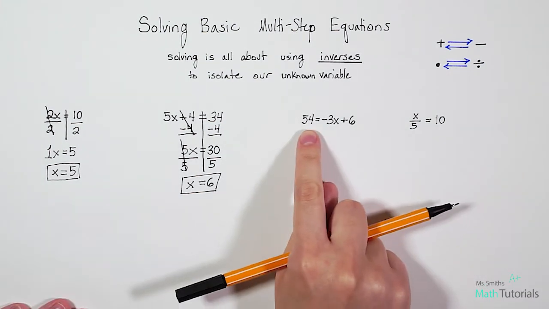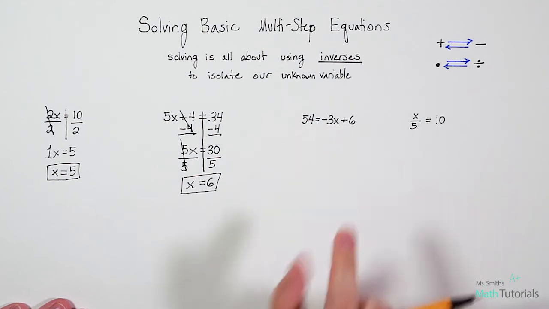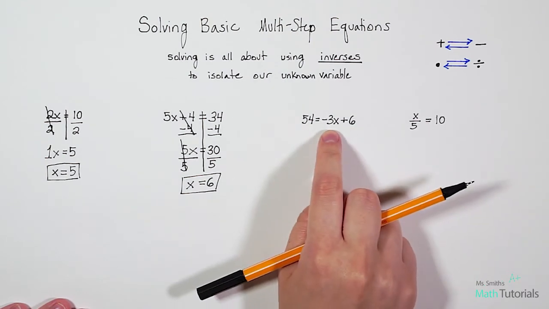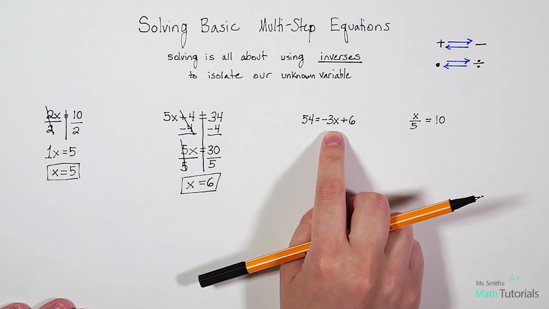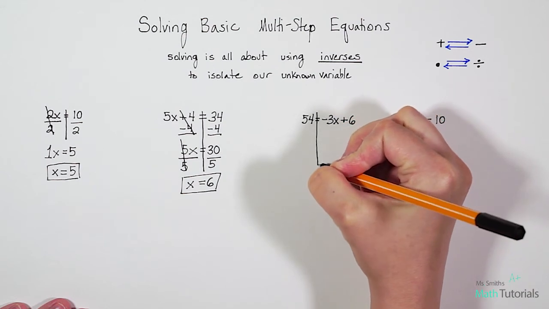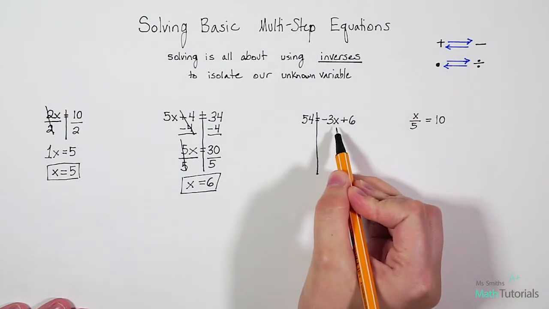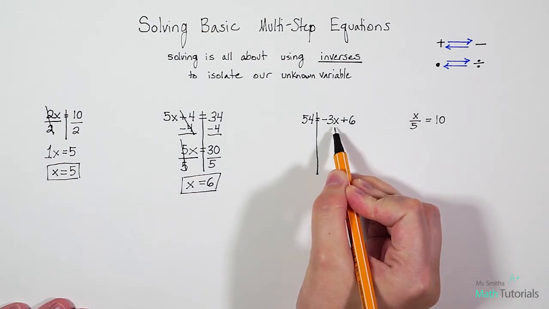For this next example, notice that our x is on the right side instead of on the left. That makes no difference at all. It is totally fine for x to be on this side, so don't let that concern you. We still follow our same process. We draw a wall, and then we ask ourselves, who is the main character? Our main character, our letter, is x.